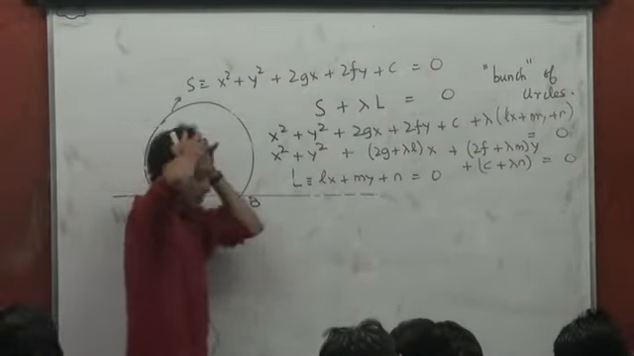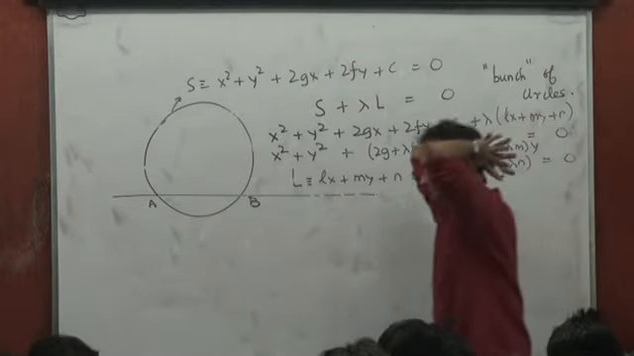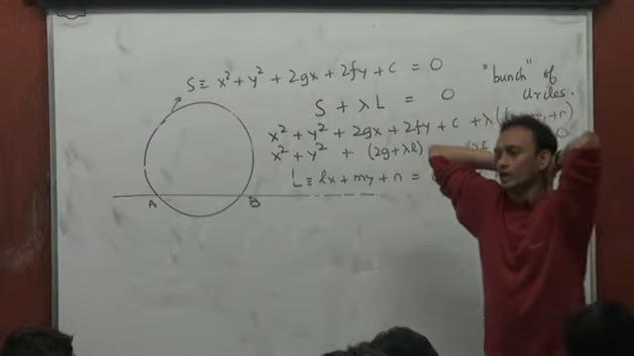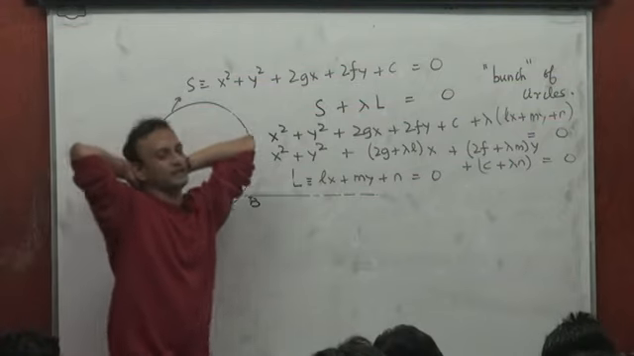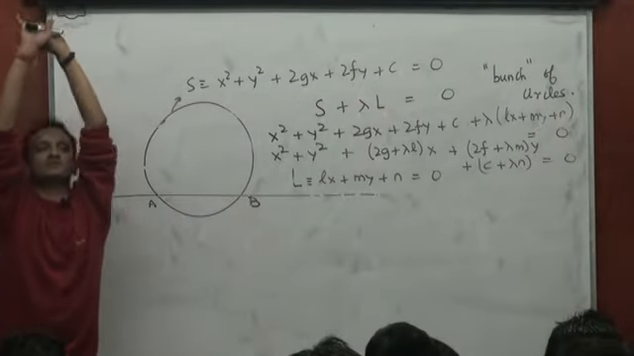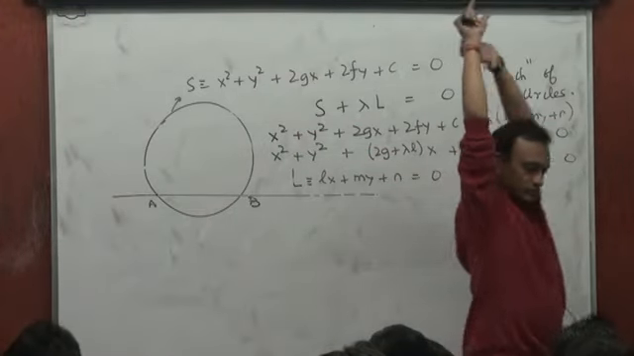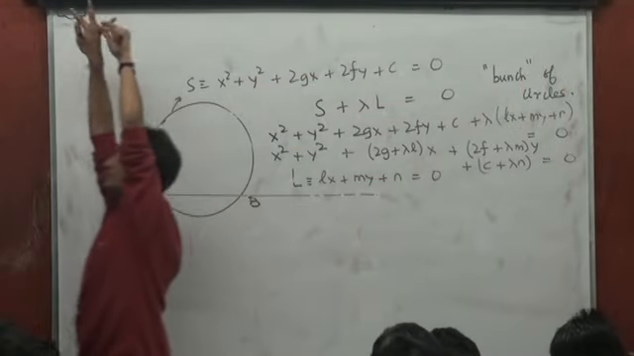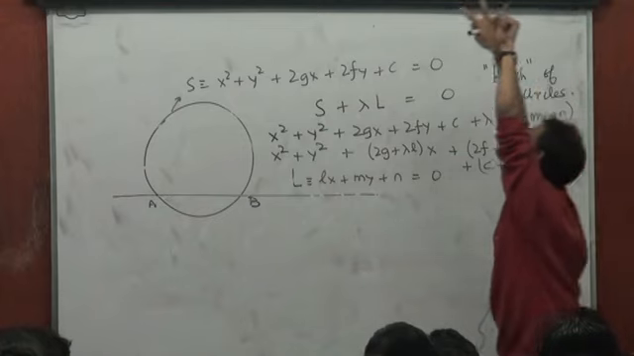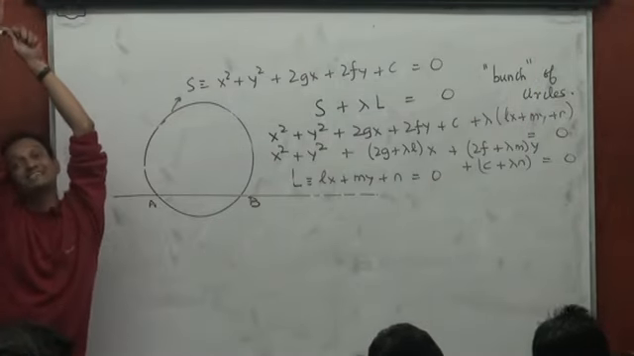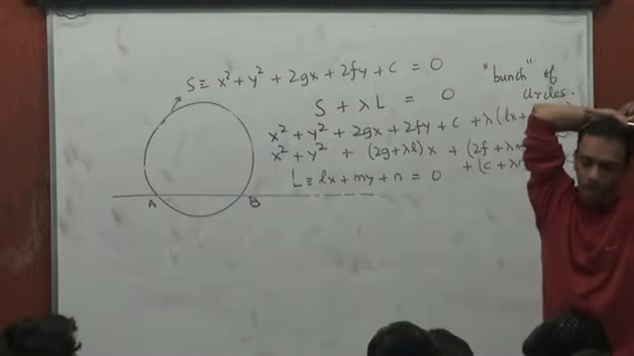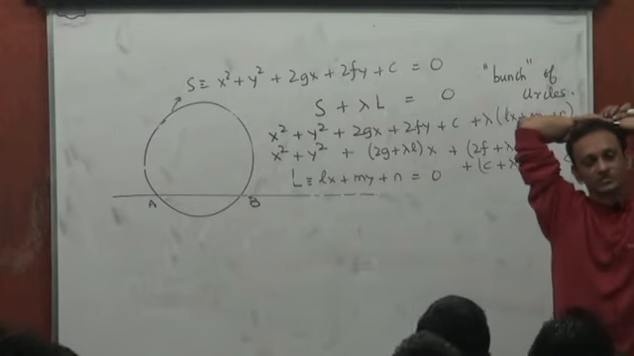Write down. If S equal to 0 is a fixed circle, L equal to 0 is a fixed straight line, then S plus lambda L equal to 0 represents a family of circles passing through the intersection points A and B of the fixed circle with the fixed straight line.